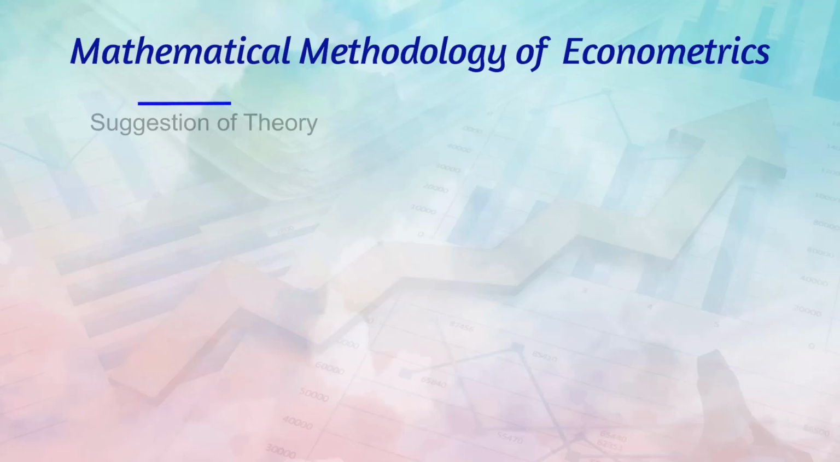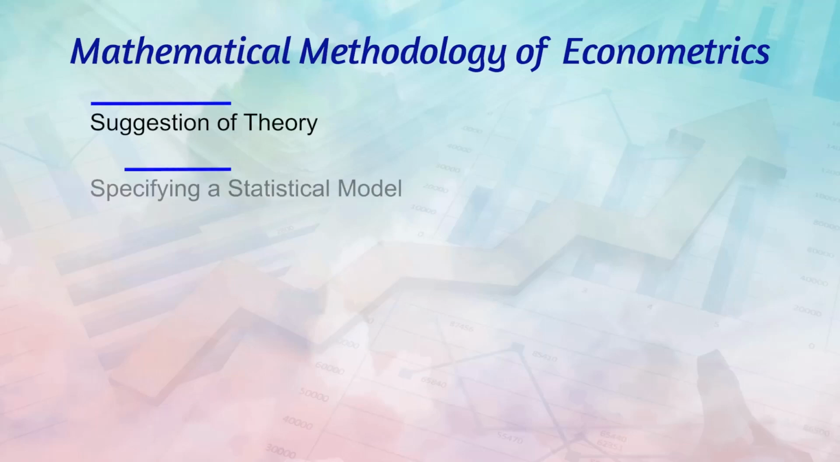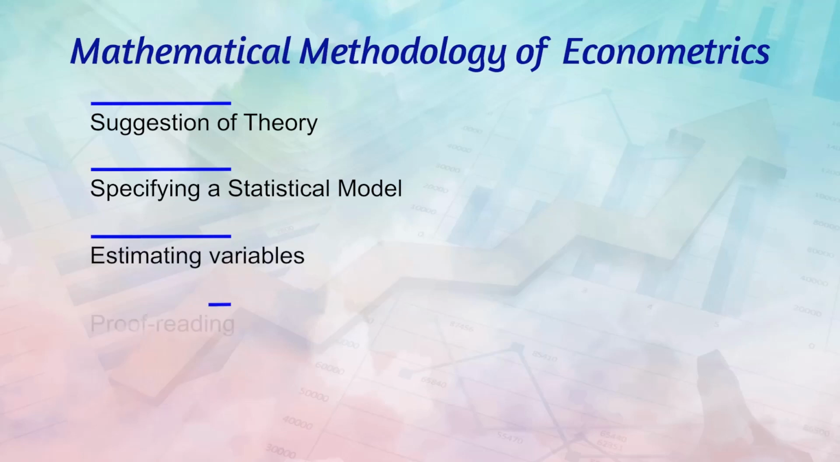Based on this, we can formulate a methodology of econometrics. First, the theory suggestion. Second, how a statistical model is to be specified. Third, how the variables need to be estimated. And fourthly, we have to look into the validity of the model, or the proofreading, which plays a very important role. Here we refer to the functions of econometrics.